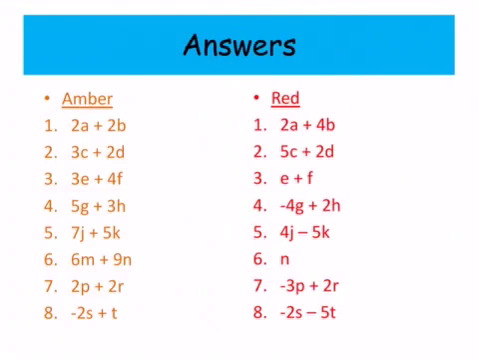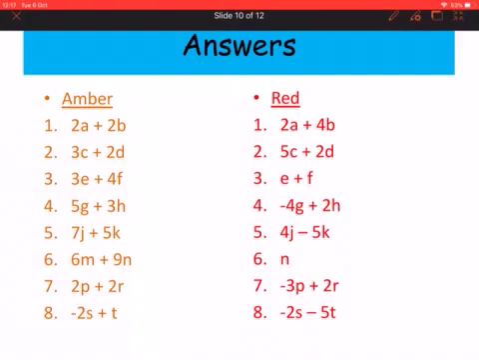Now, just to be clear with answers, it doesn't matter if, for example, for number 4 on the red section, you've got 2h minus 4g, that's correct as well. You can have them the other way round, as long as, you see I've got the minus there because it was a minus with the 4. As long as you've got the symbols in the correct place, it's still correct.